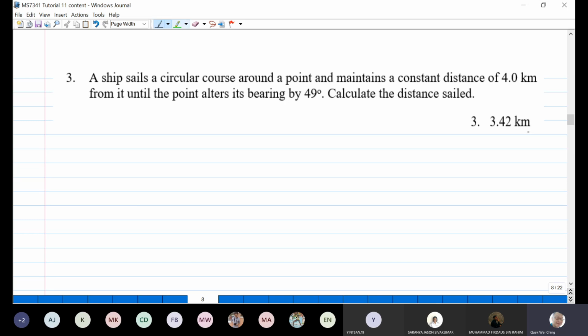So let's read the question carefully. This is a circular course, so it looks like a circle already. A circular course around a point, this is the center. And then a constant distance of 4.0. So what is this distance here? This is actually the radius. A distance of 4 around the center, so this is the radius here.